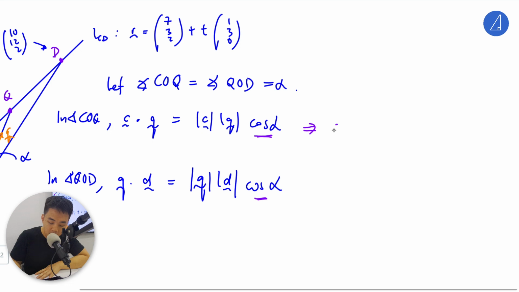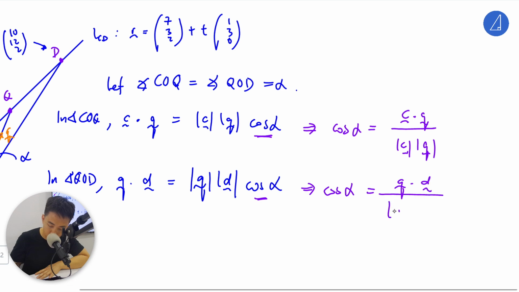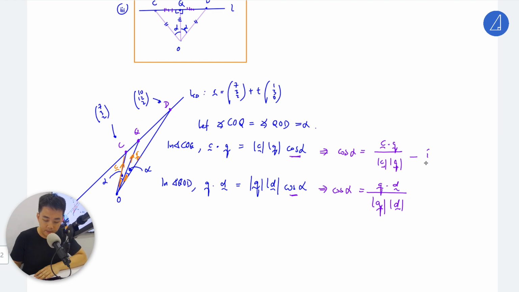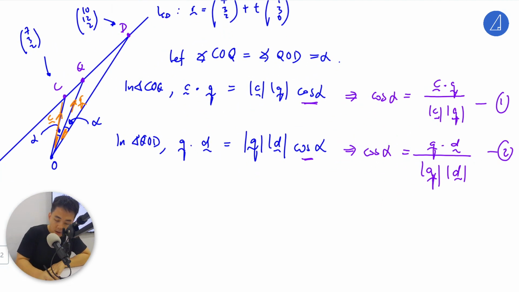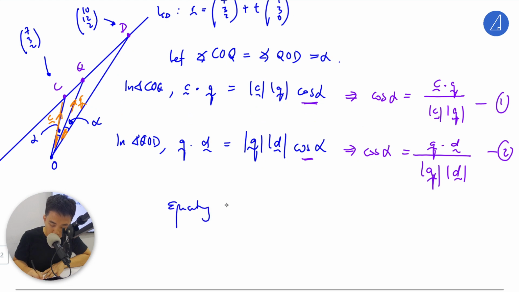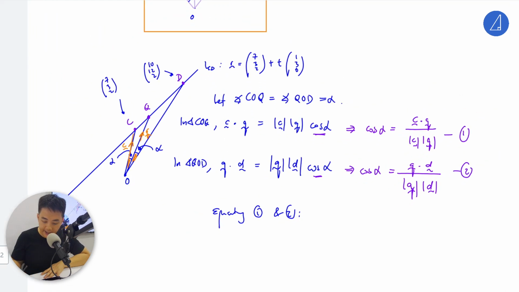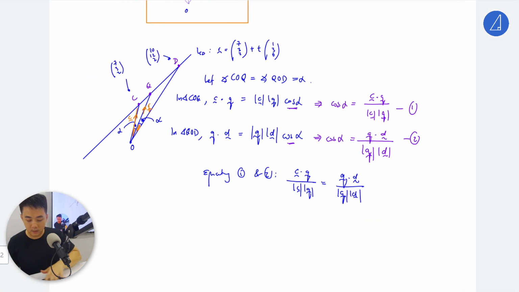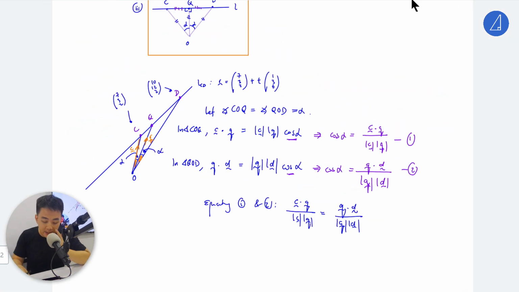From here, cosine alpha equals C dot Q over mod C mod Q, and cosine alpha equals Q dot D over mod Q mod D. Okay, then you just equate them. Equating 1 and 2, I will get C dot Q over mod C mod Q equals Q dot D over mod Q mod D. There you go. It's all the same concept.